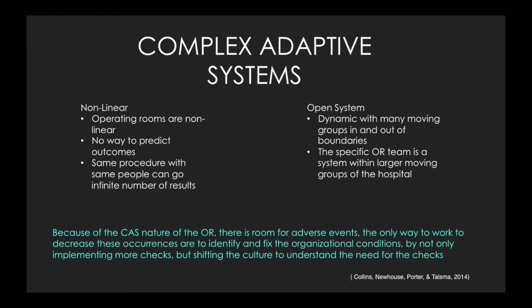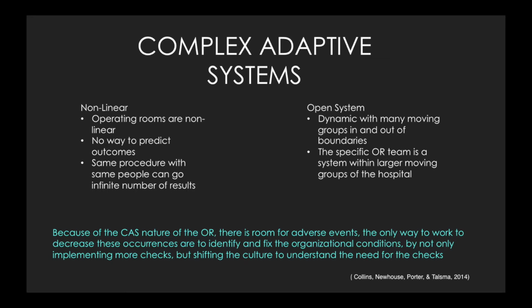With all these different groups at play, it's easy to see how a complex adaptive system forms. Operating rooms are completely nonlinear. There's no way to predict the outcomes. Same procedures with the same type of person can have an infinite number of results. There's no way to know the true input which will equal the output. It's also an open system with dynamic moving boundaries, with tons of different teams working with each other: the anesthesia team, the surgical team, the nursing team, and then also working within the hospital.